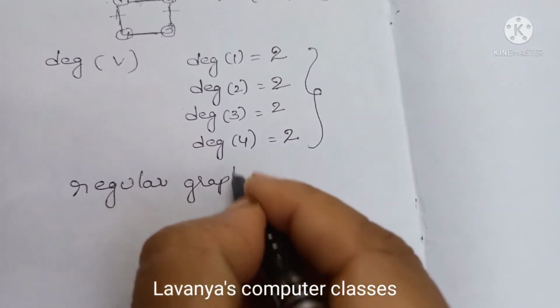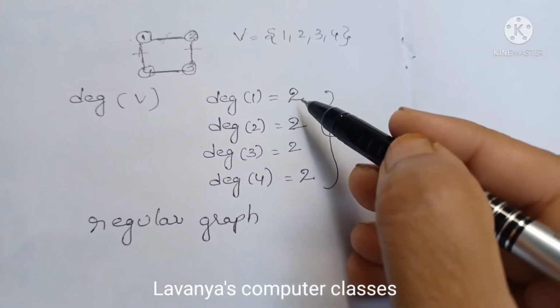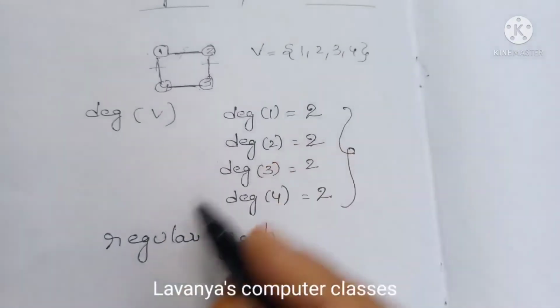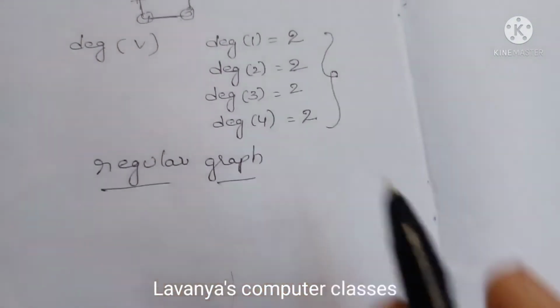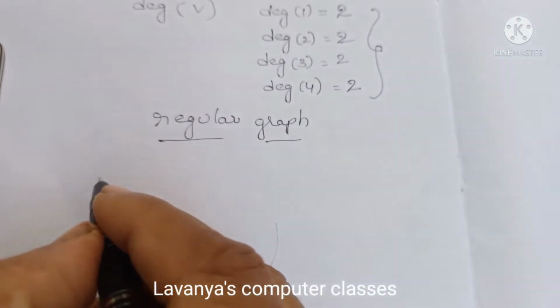When we call a graph a regular graph, it means the degrees of all the vertices are the same. Now, we will explain some more examples of degrees of a graph.